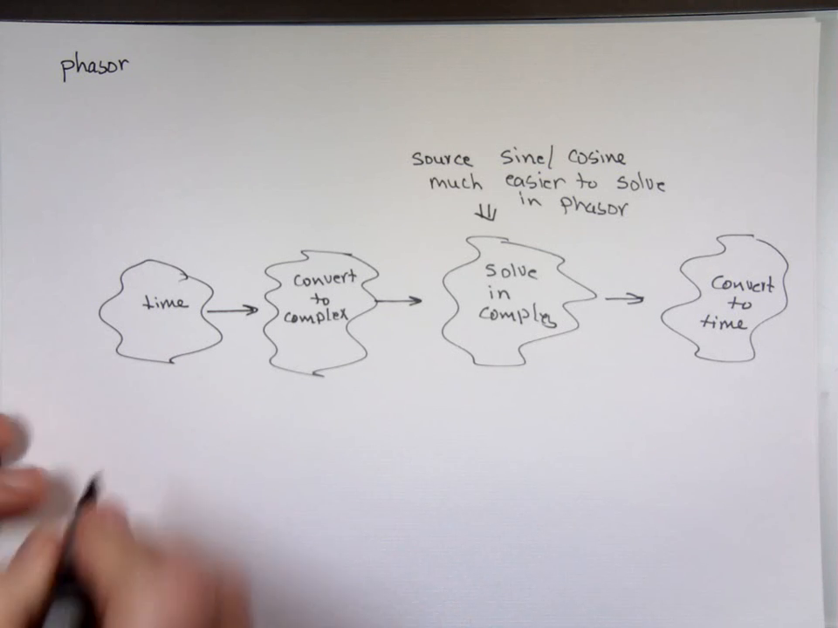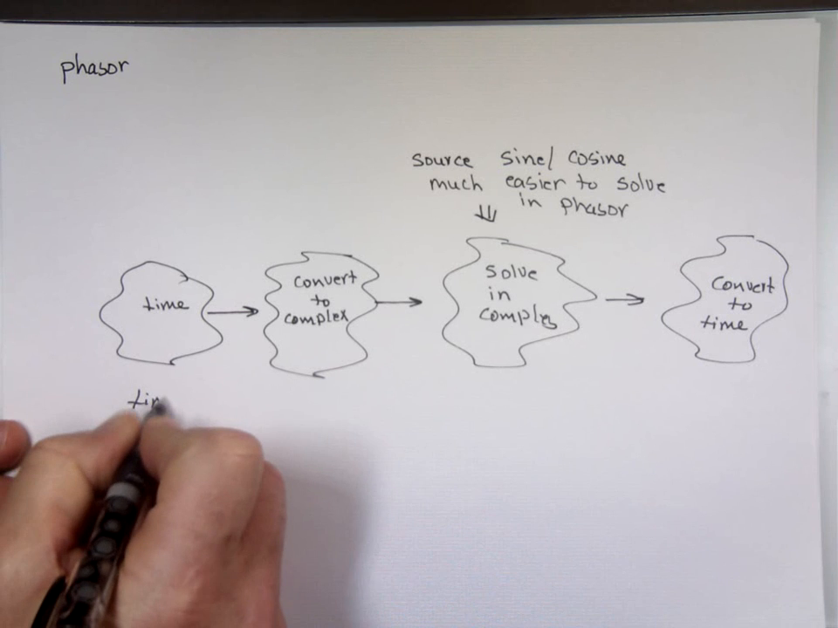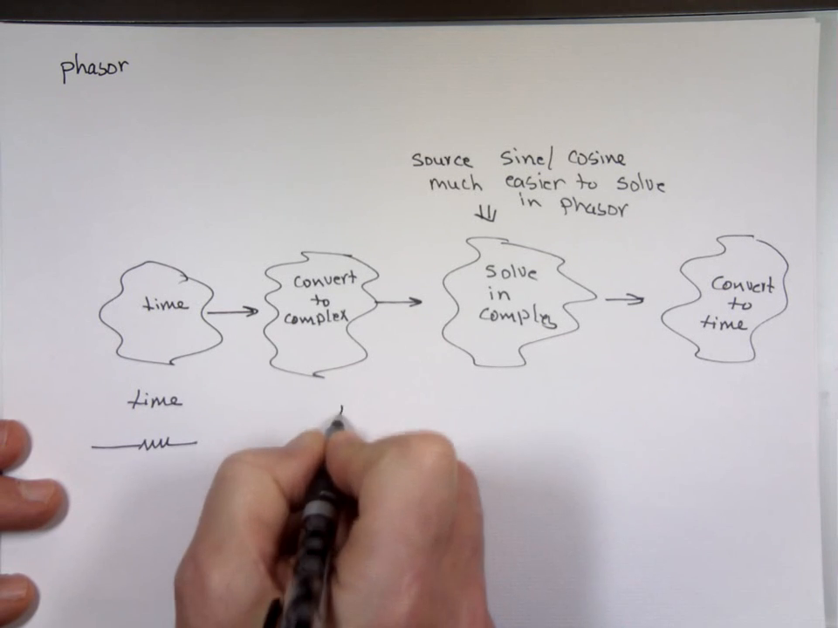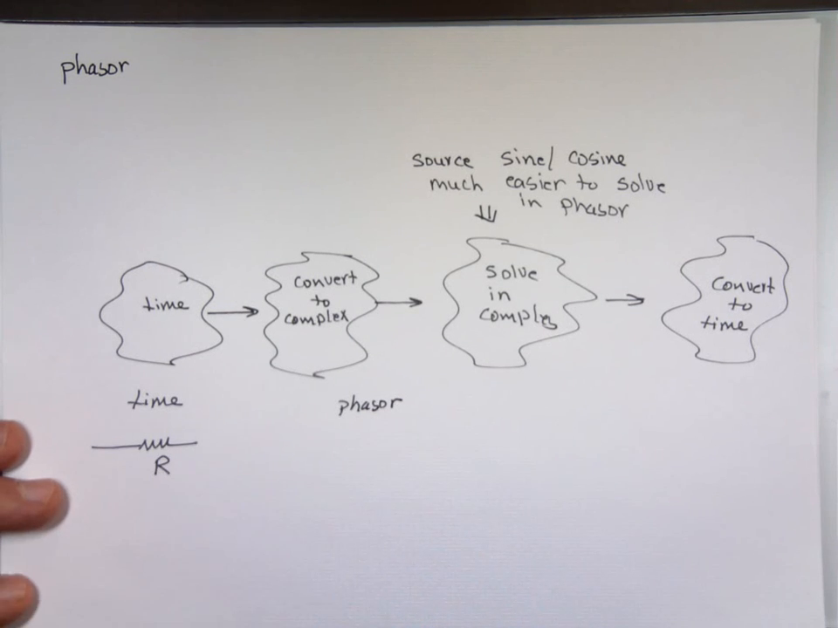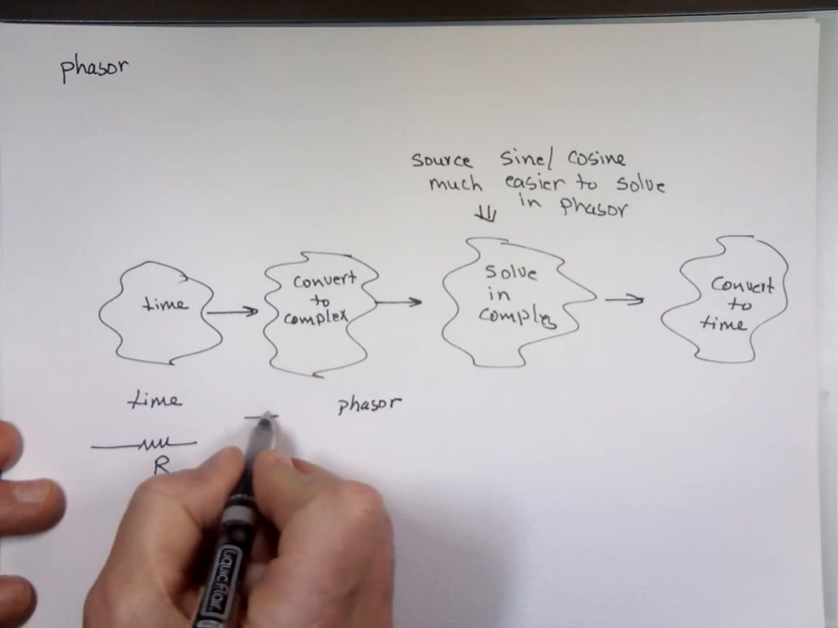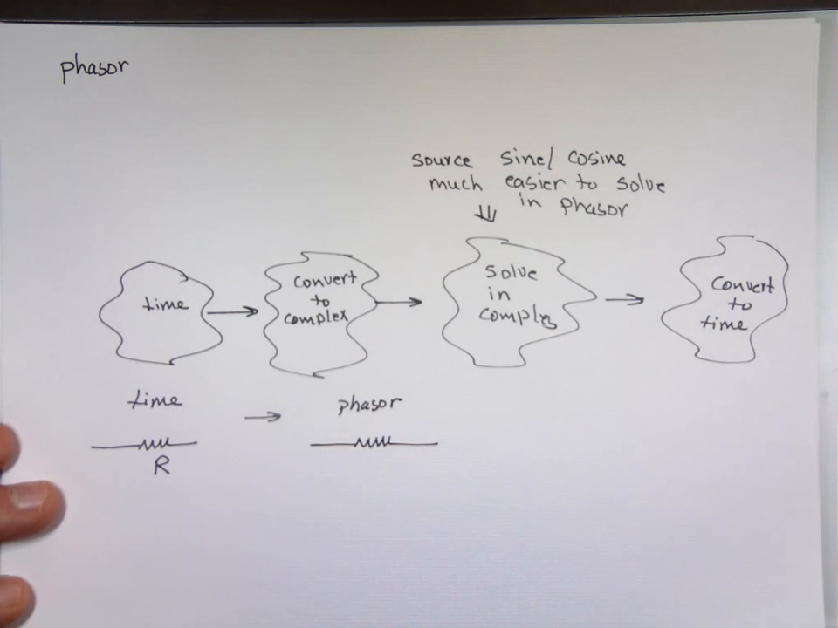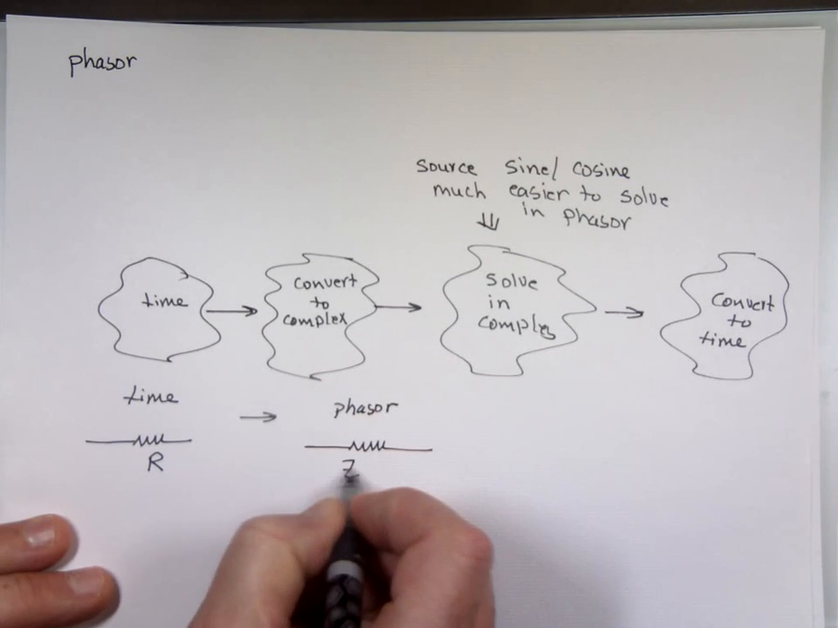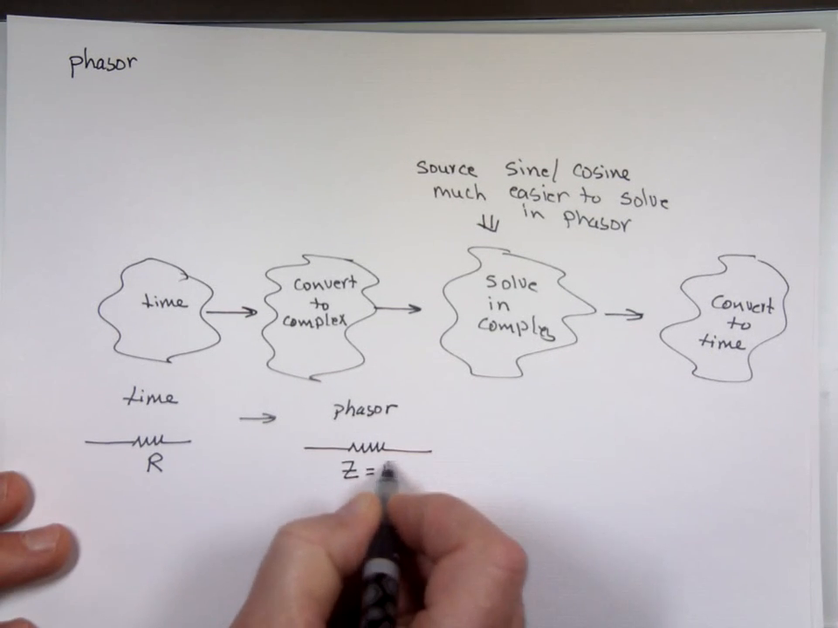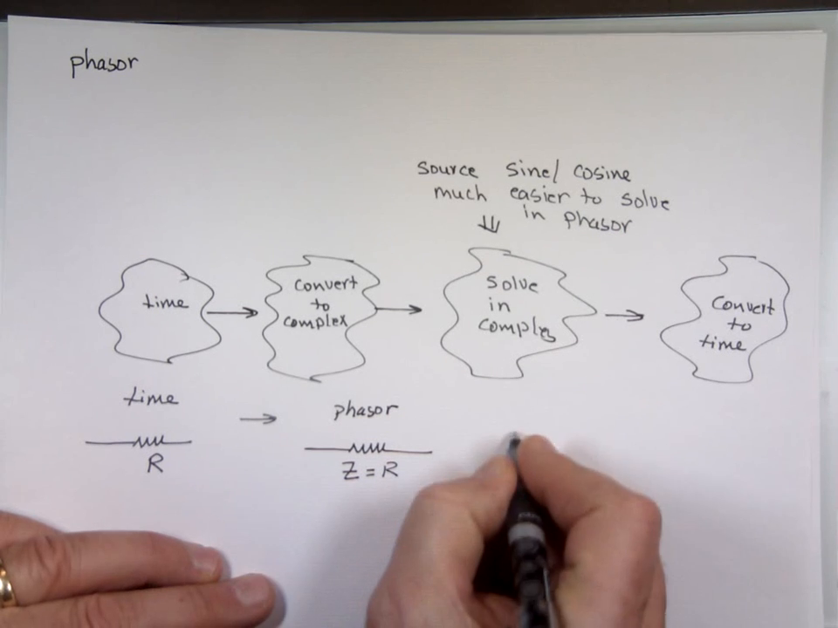So what happens when you have a resistor in time domain? This is time domain, and I want to switch that to phasor or complex. What happens when you have a resistor of the value of R? When you switch it to phasor, that resistor stays the same value. But because we're dealing with complex values, instead of R, we call it Z. So Z is equal to the R value. That doesn't change. If the resistor is 5 ohms, it now has an impedance of 5 ohms. Z is the impedance.